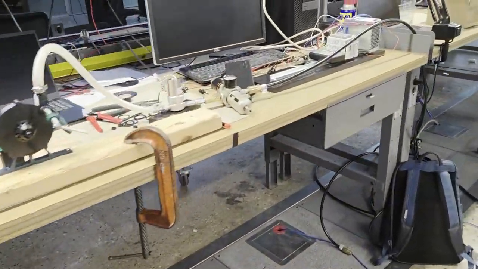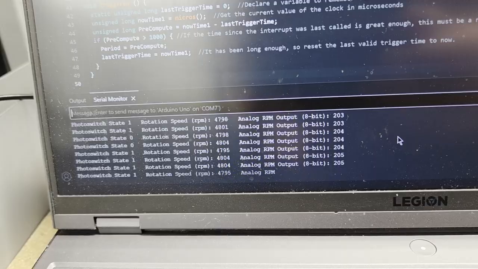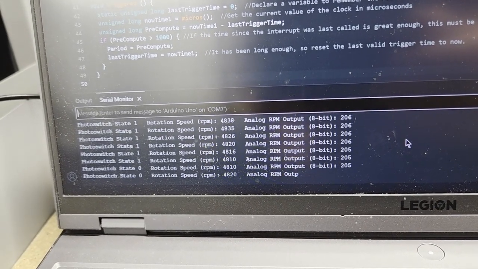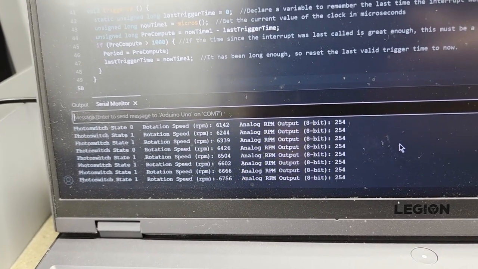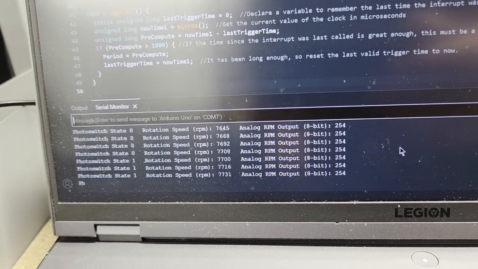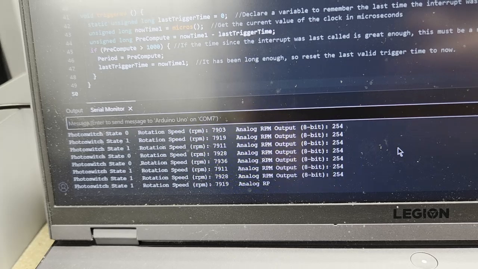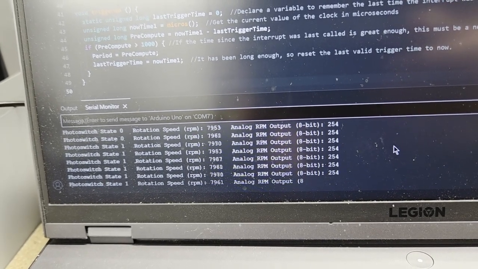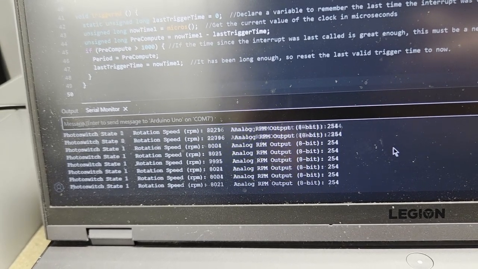And our last show is going to be with the Arduino spitting out the RPM. Just to show you how fast we can go with this setup, I'm going to set the valve to 100%. Right around 8,000.